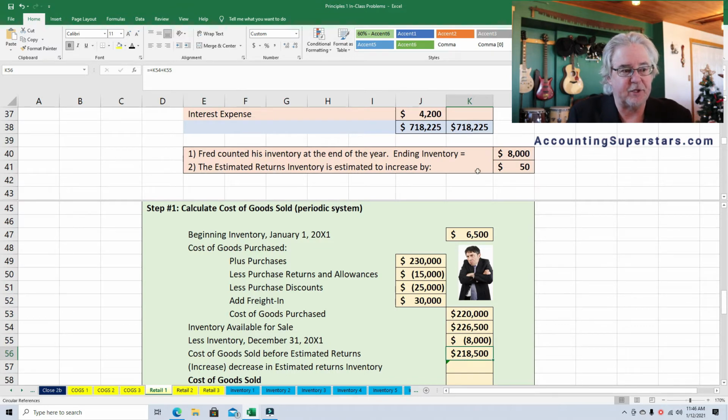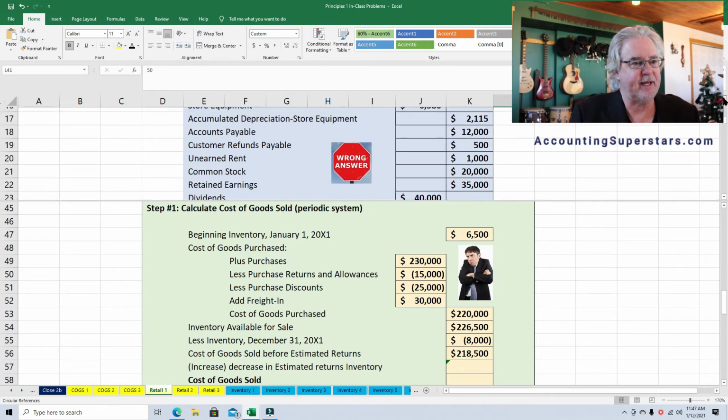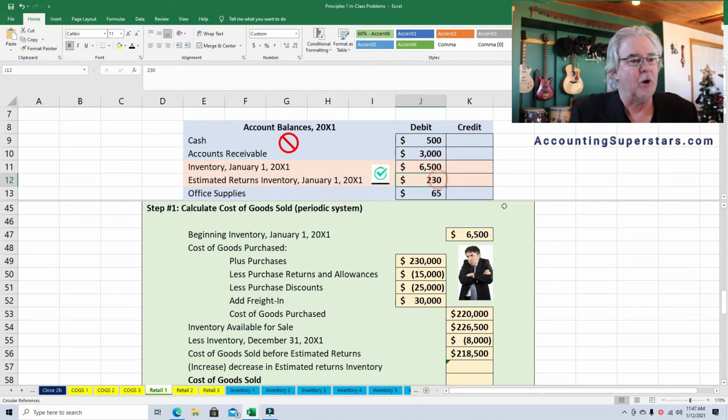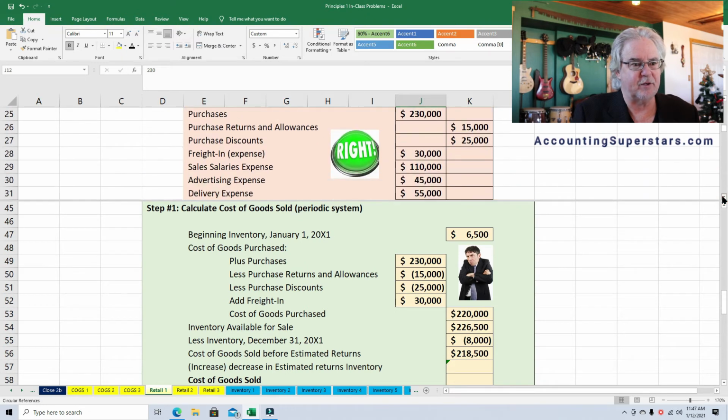Now, this estimated returns inventory is estimated to increase by $50. What this means is we expect that we're going to have people returning merchandise. It always happens. Sometimes they're unhappy. And that is where I say that it relates to this account right up here. Right now, this estimated returns inventory account is $230, and we expect that it'll increase by another $50. So since people are returning things, we didn't really sell them. When you look at the big picture, we didn't really sell them. So we're going to decrease our cost of goods sold by that $50.